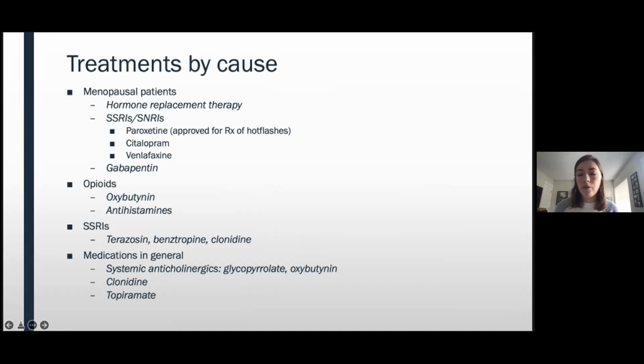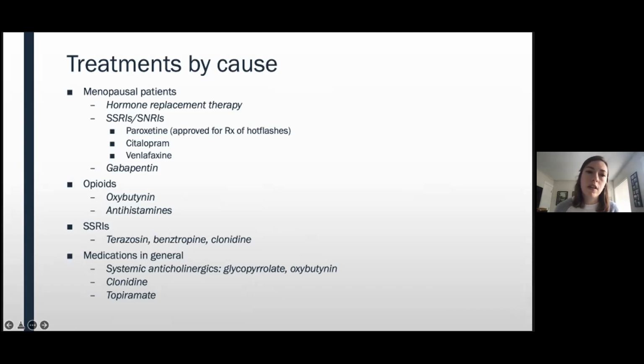So for patients who are undergoing menopause, obviously you can think about hormone replacement therapy. And interestingly, you can also consider SSRIs and SNRIs, which I thought was fascinating, that it can treat night sweats in these patients, but can cause night sweats in other patients. Paroxetine is the only one, I believe, approved by the FDA for treatment of hot flashes, but I think paroxetine is kind of a pain to prescribe because of its short half-life.